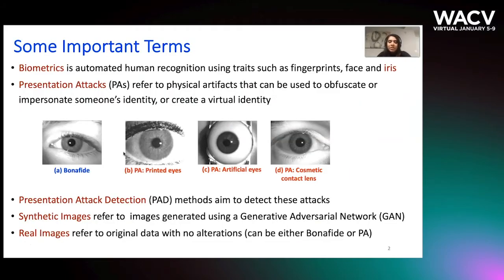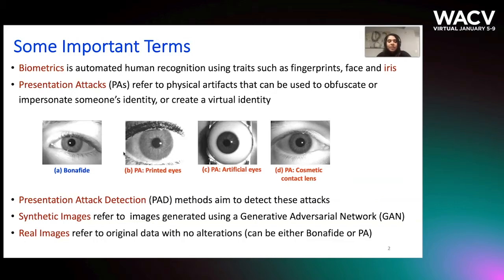Before moving on to the presentation, I would like to go over some important terms that I'll be using frequently. Biometrics is automated human recognition using traits such as fingerprint, face, iris, etc. Human recognition using biometric traits can be hindered using presentation attacks that refer to physical artifacts, which can be used to either obfuscate or impersonate someone's identity or create a virtual identity altogether. And presentation attack detection methods aim to detect these kinds of attacks.